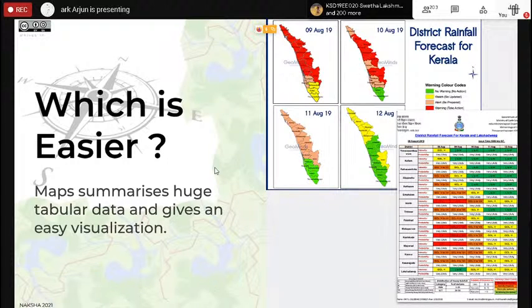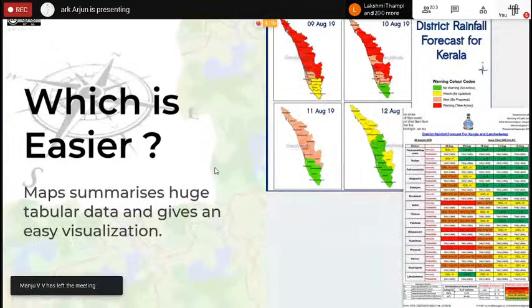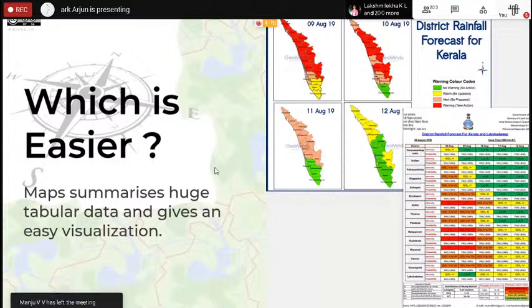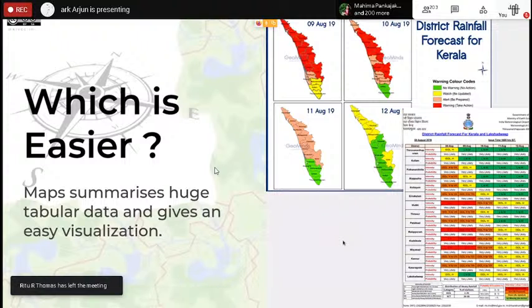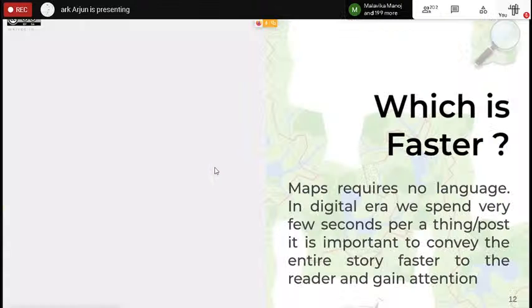So, which is easier? This is a district level rainfall forecast by IMD, Indian Meteorological Department, giving the warning of entire Kerala during 2019 floods and time. So, which will be easier for a person to understand, this tabular format or the map format? Isn't it a map format? So, maps summarize the huge tabular format of data, giving easy visualization for easy understanding.